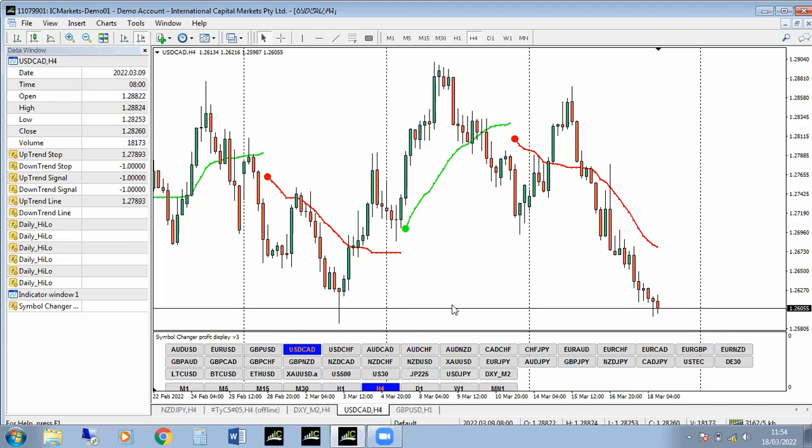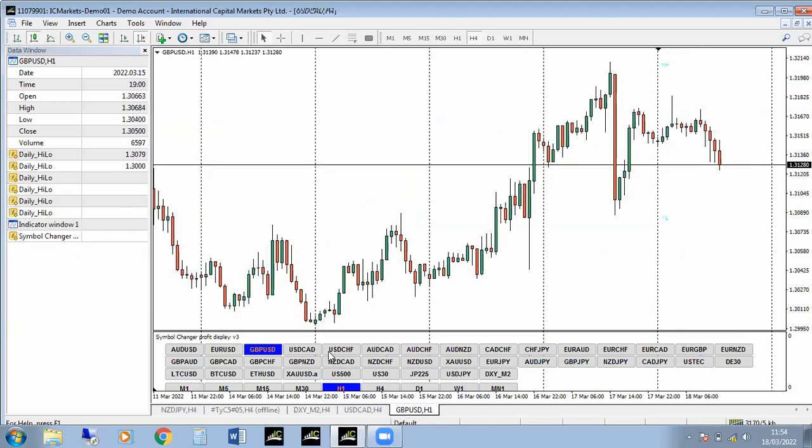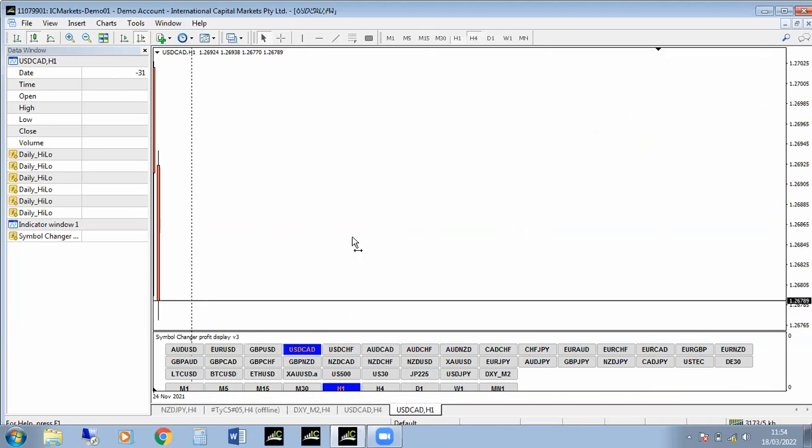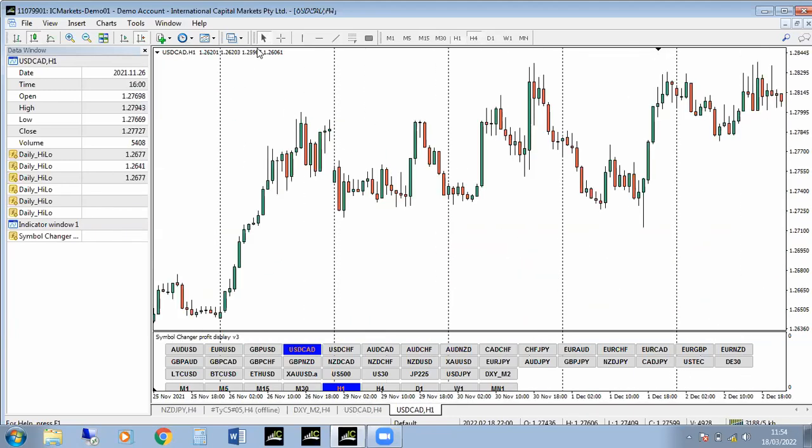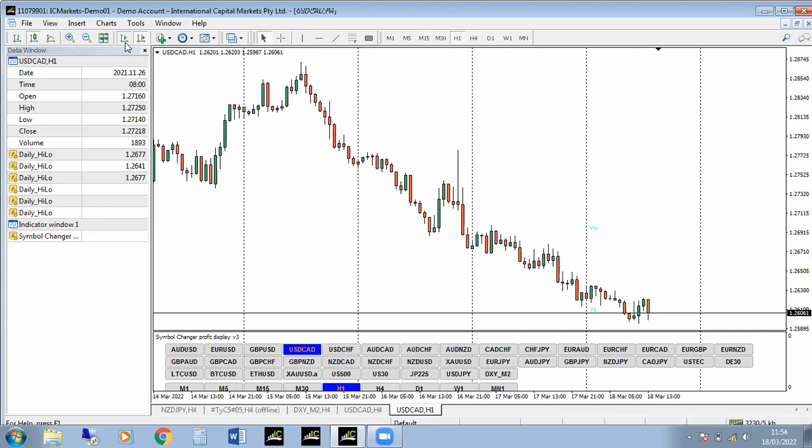Again, what we'll be looking for is we want price to take out the highs. For 2 consecutive days, the highs must be taken. Highs of the previous day must be taken. So let's go to H1, USD CAD.